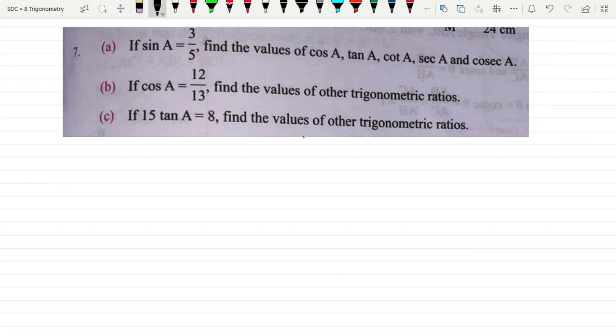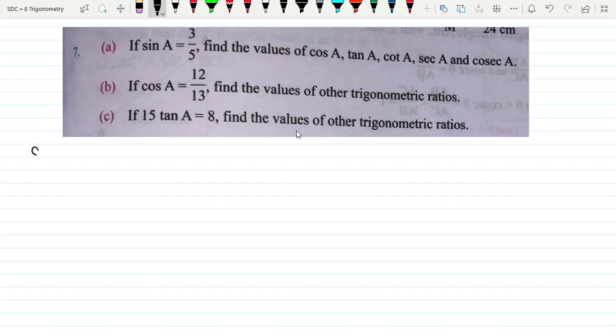Hello dear all. I'm making this video on exercise number 7 of the trigonometric ratios of grade 8. Here the first question is: if sin A is 3 by 5, find the values of cos A, tan A, cot A, sec A and cosec A. So I'll go with the process of breaking down the PBH.